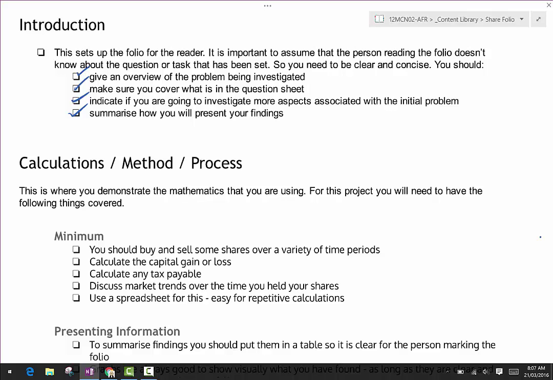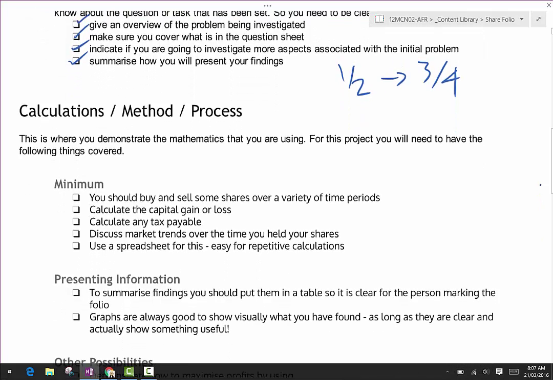Okay, really clever. And you're probably looking at half a page, three-quarters of a page for this. Not much more, so if you go longer than that, then you're starting to be a bit waffly. Okay, so be prepared for that.